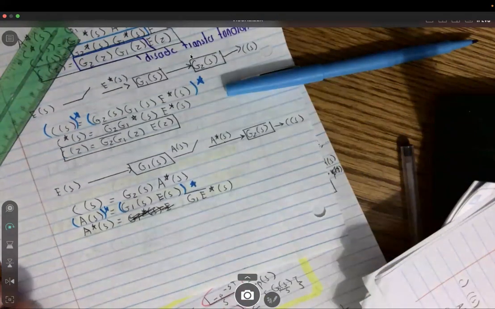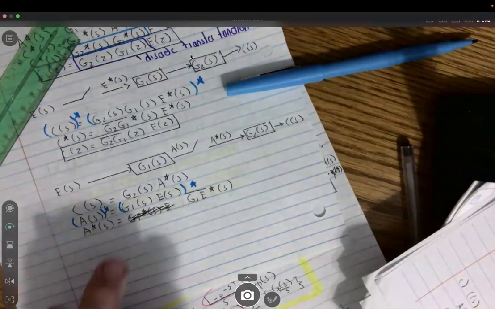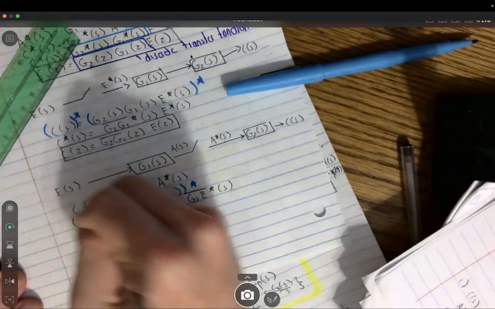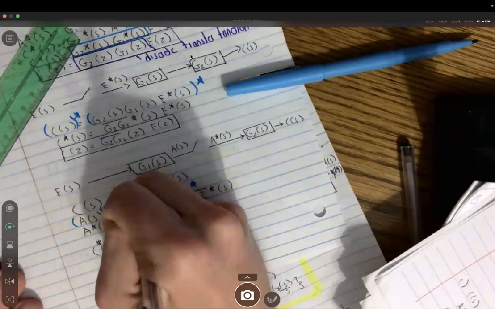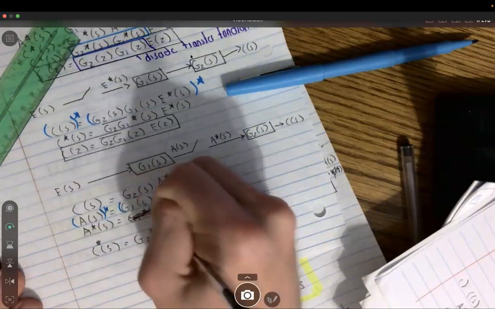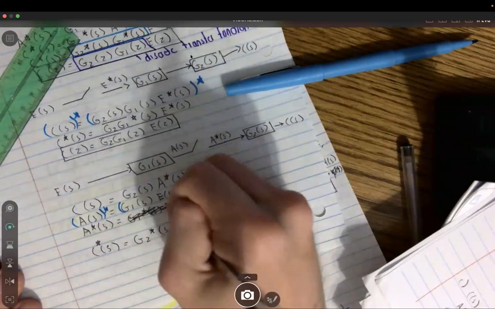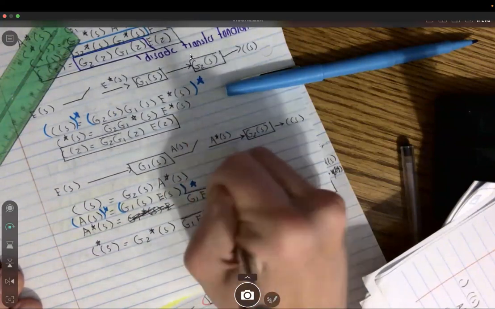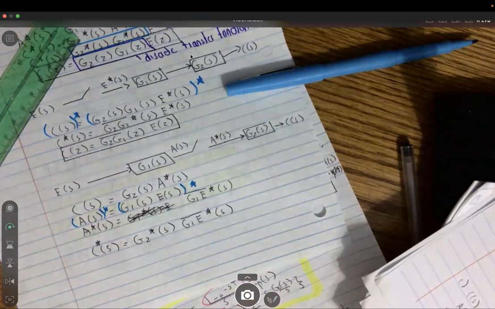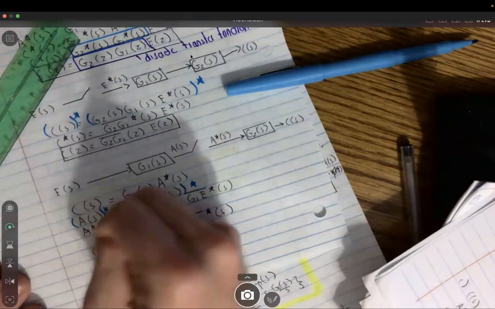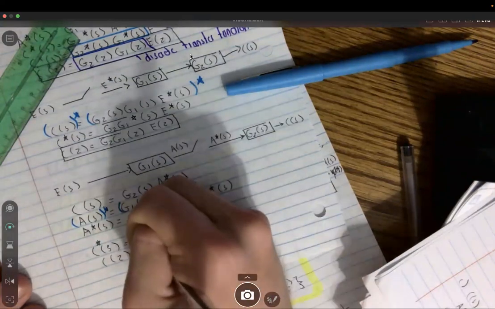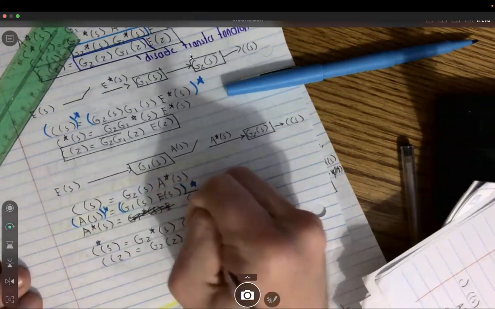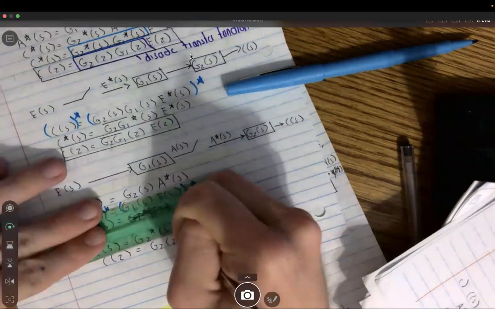Now, plugging this in for our output, we get C star of S is equal to G2 star of S, and then our A star of S, that's G1E bar star of S. Now what we have for C of Z is equal to G2 of Z, G1 E of Z, and this has a bar.